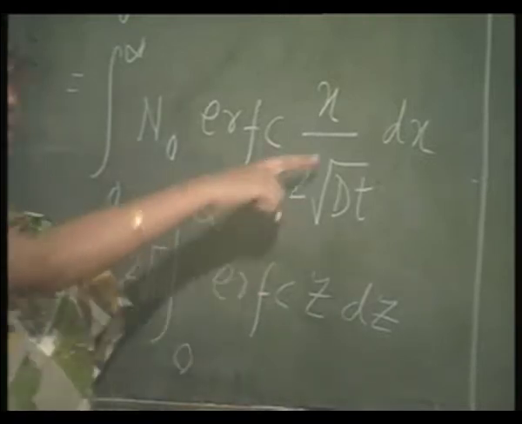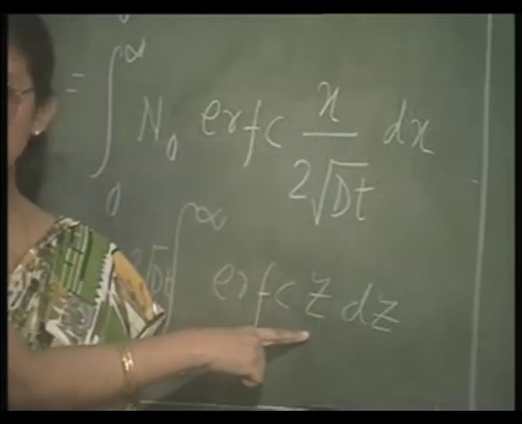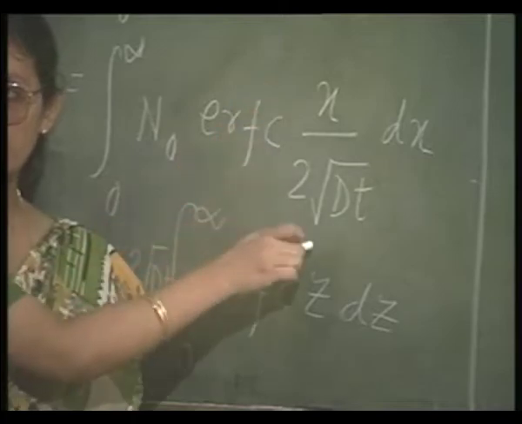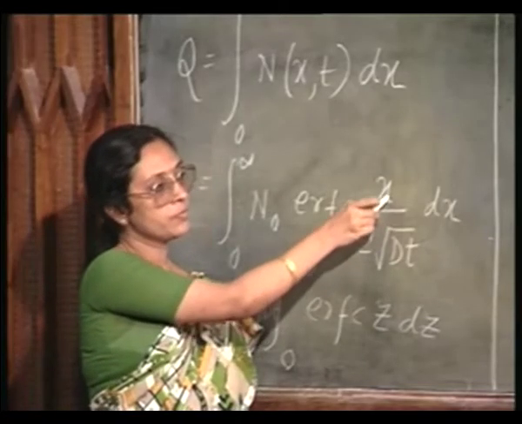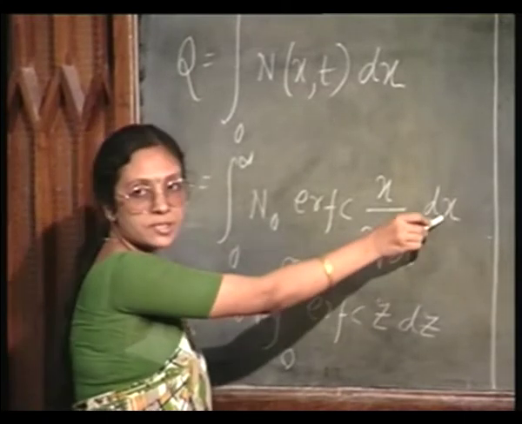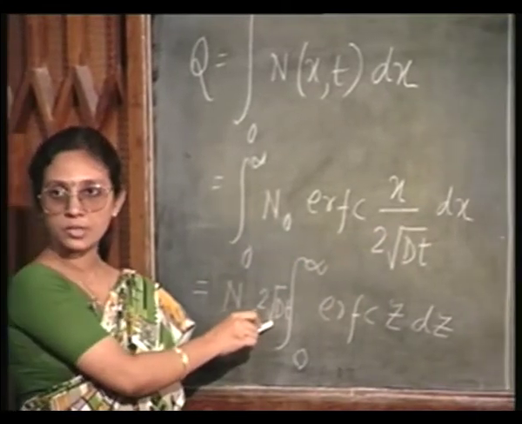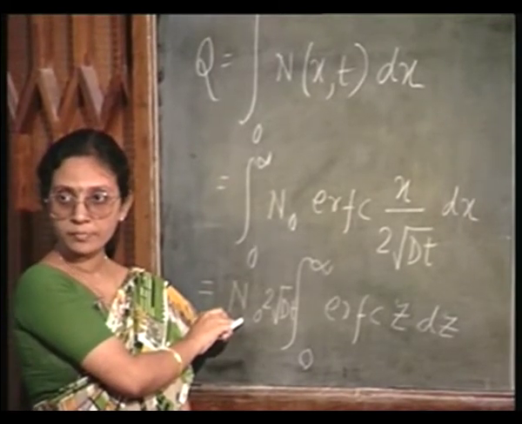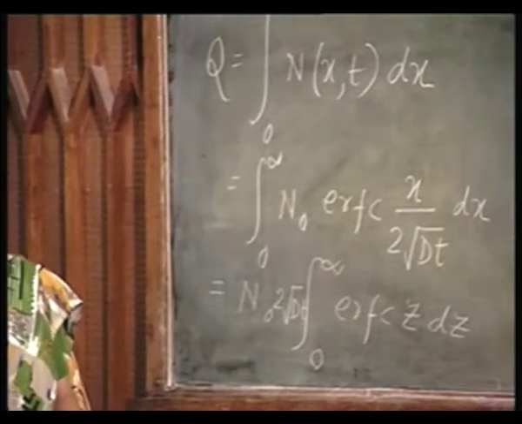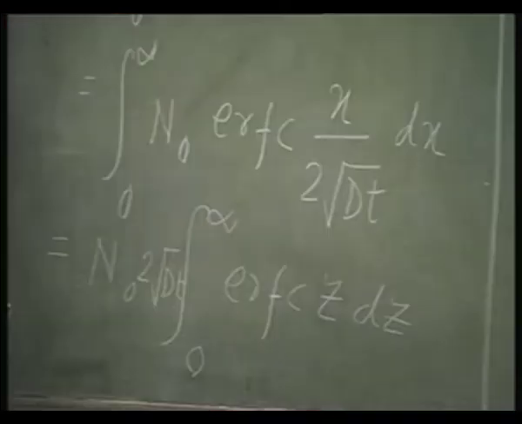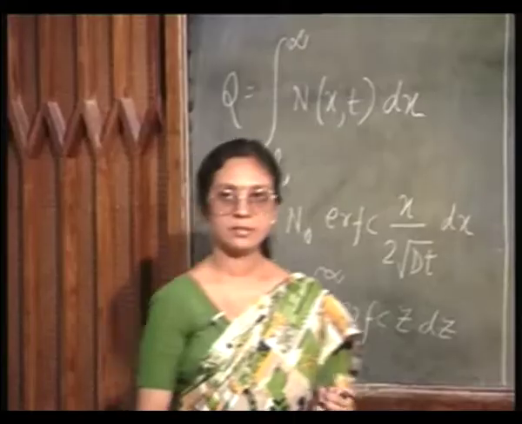I have changed the variable from x to z, that is I have taken x by 2 root Dt to be equal to z, so that dz is equal to dx by 2 root Dt. So, I have replaced this dx by dz, taken 2 root Dt outside, n0 being a constant can be taken out of the integral. So, this is what I obtained, that Q is equal to n0 into 2 root Dt, integral 0 to infinity of the complementary error function of z dz.